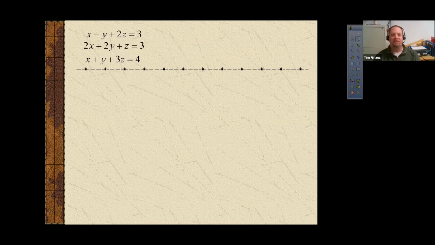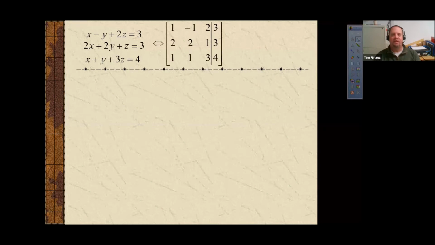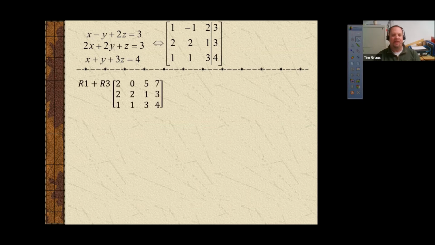First, I need to write that system as an augmented matrix. The matrix would be 1, -1, 2, 3, 2, 2, 1, 3, 1, 1, 3, 4. I'm just reading the coefficients off the x, y's, and z's to form the rows of my matrix. So I'm going to take that original matrix and I'm going to add row 1 plus row 3. The reason I'm doing that is because I notice when I add row 1 plus row 3, I'll be able to eliminate a -1 and a +1 and get a 0.